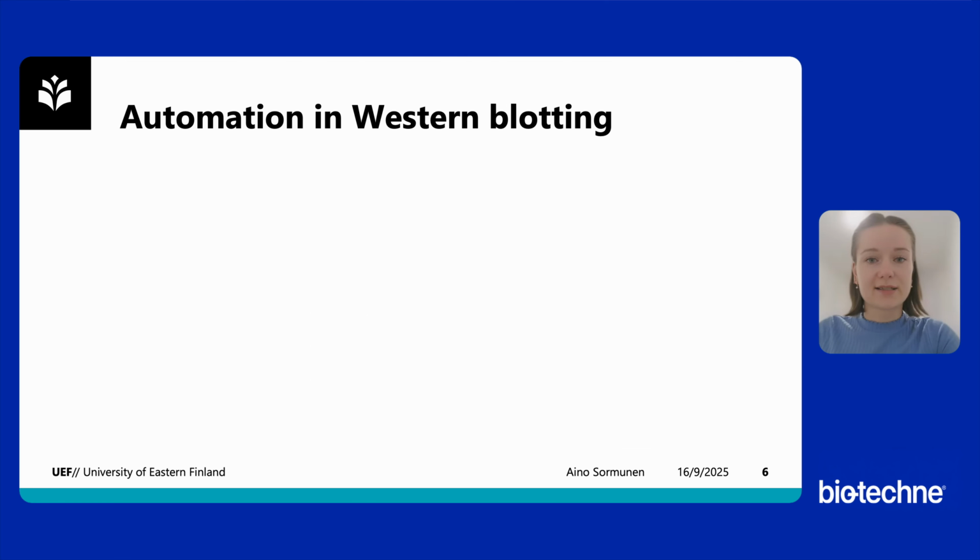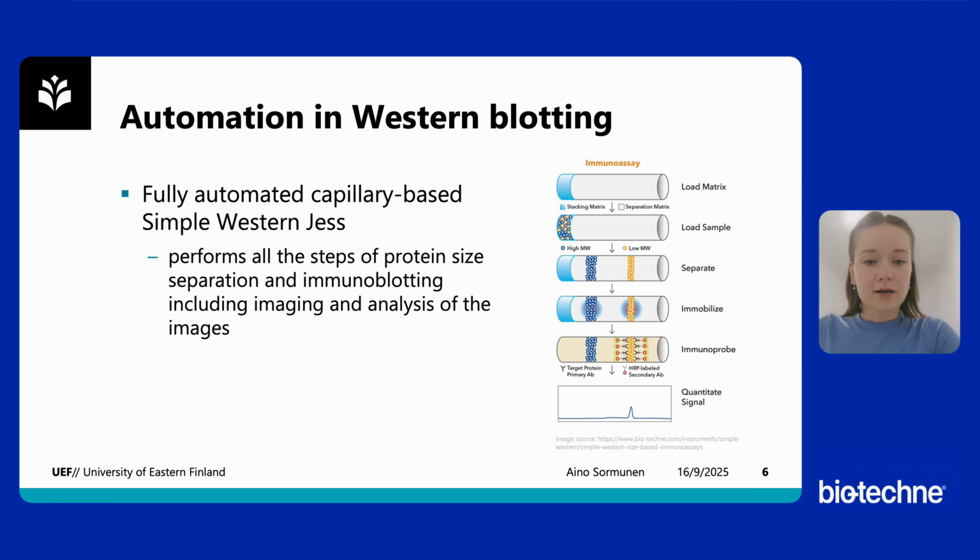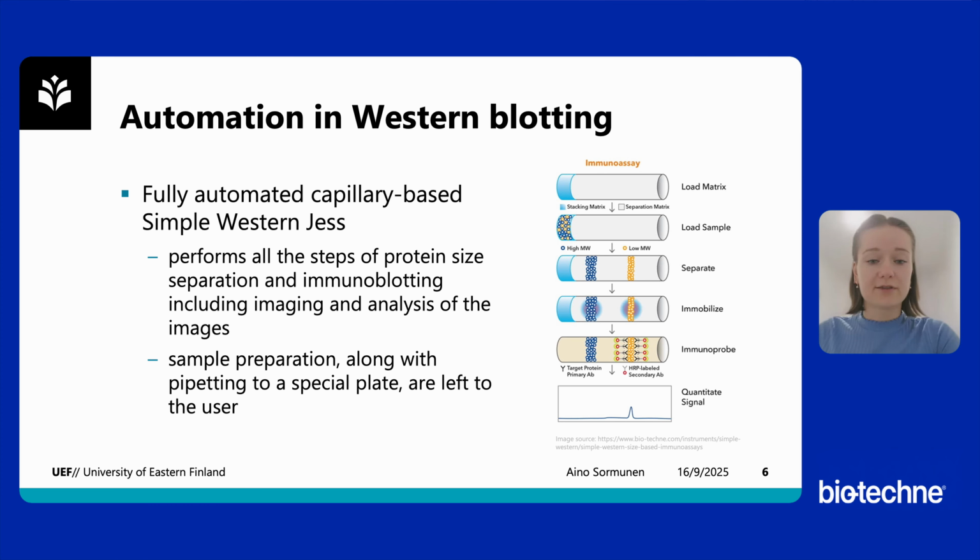Another example is the Simple Western Jess, that is a fully automated and capillary-based system. The system performs all of the steps from protein size separation and immunoblotting all the way up until imaging and analysis of the images. This then leaves sample preparation, like sample dilutions and antibody dilutions and other kinds of preparation, as well as pipetting to a special plate, to the user.